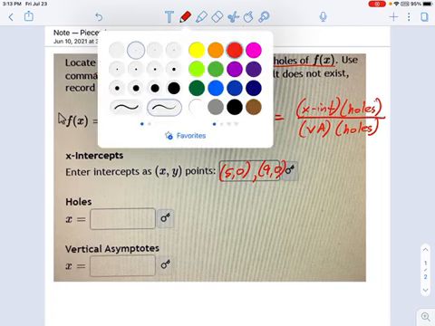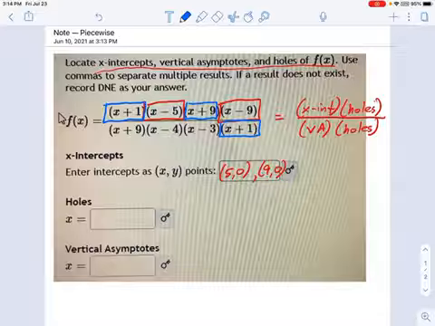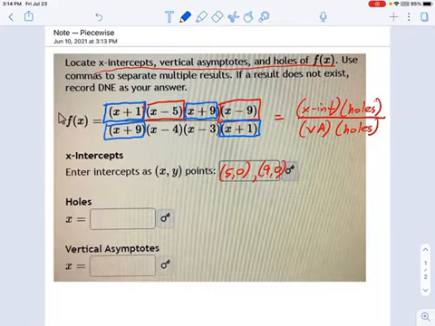Now let's pick another color for vertical asymptotes. Oh, no, it wants holes next. Okay, fine. We'll do holes next. So x plus 1. See that x plus 1? It's in both places at once, top and bottom. And this one over here, x plus 9. That's also in two places, top and bottom. So the holes are located at x equals -1 and x equals -9.